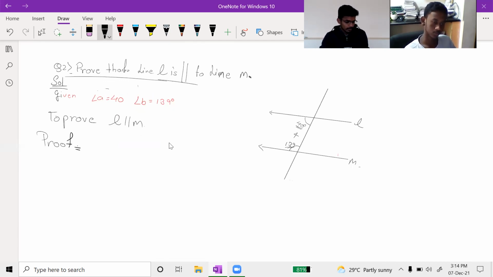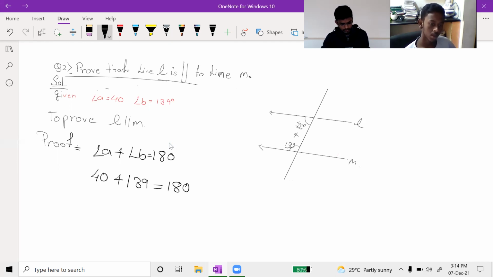Proof. We know that angle A plus angle B is equal to 180 degree. So what is your angle A? Angle A is 40 degree plus 139 degree, which should be equal to 180 degree. So add them.